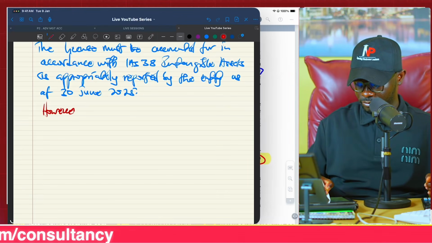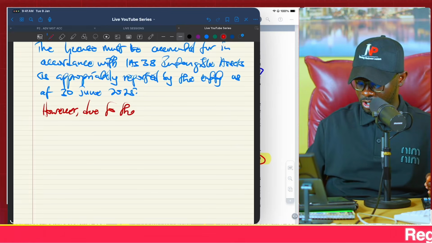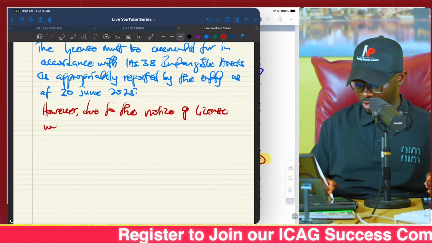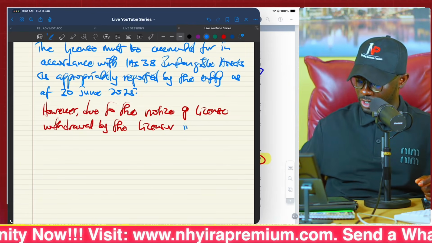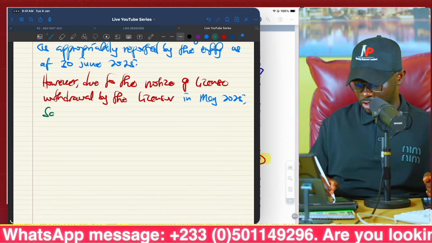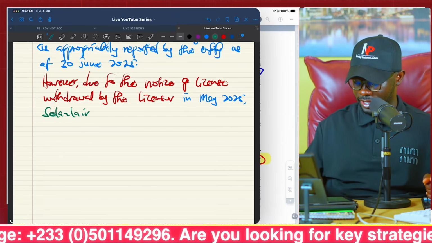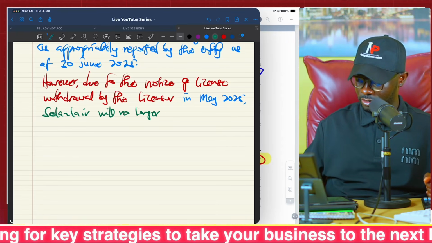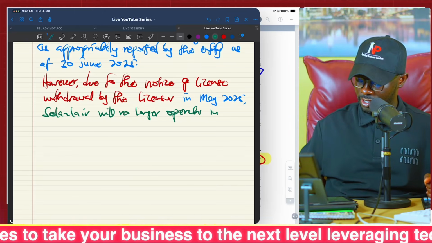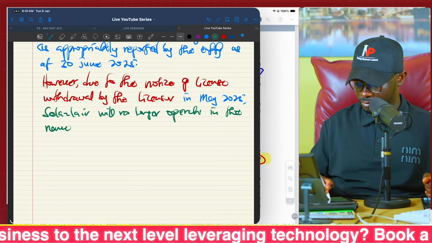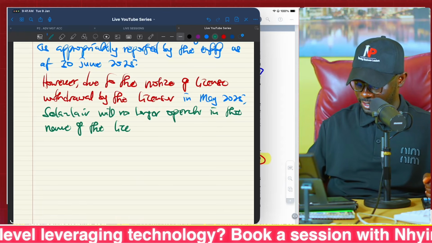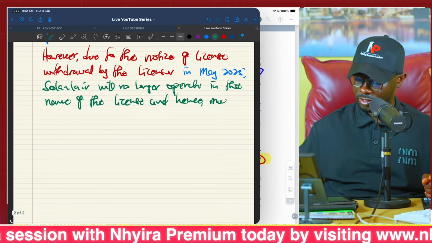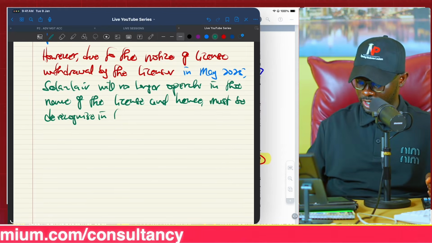However, due to the notice of license withdrawal by the licensor in May 2025, Solan Air will no longer operate in the name of the license and hence must be derecognized in the financial statement.